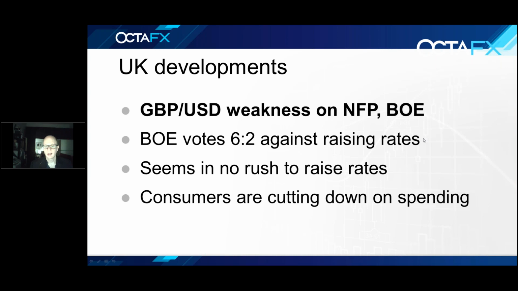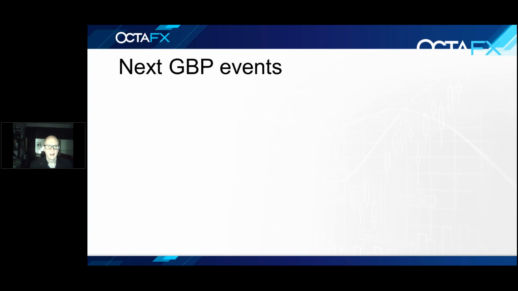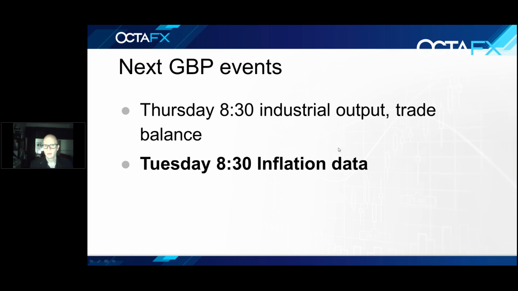Consumers in the UK are cutting down on spending because of higher prices, political uncertainty. Not everything is bad. House prices are a bit more mixed. They're rising month over month, but weak year over year. The next big events, on Thursday we have industrial output and trade balance coming out actually very soon. More importantly, next week we have 3 big events. We have the most important one on Tuesday, inflation data. Let's see if it continues rising and it could trigger a more hawkish Bank of England.